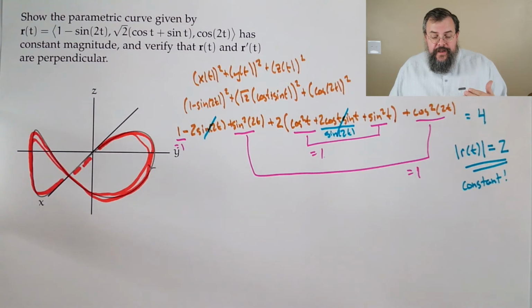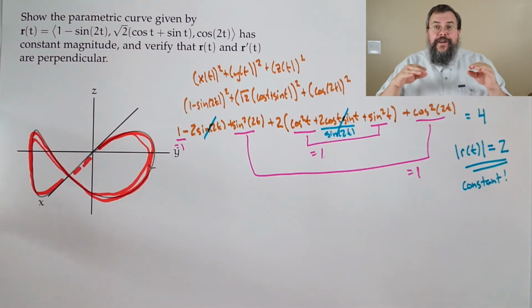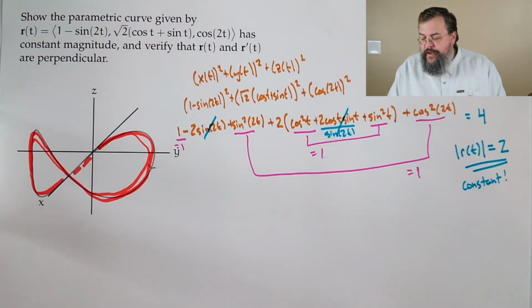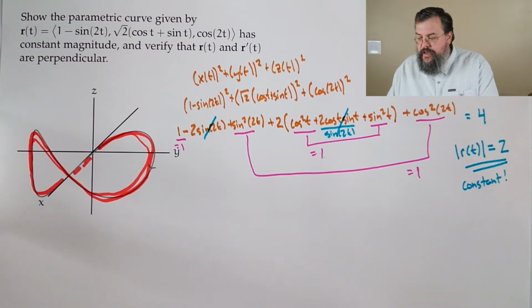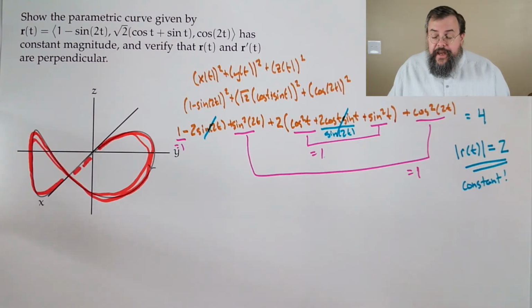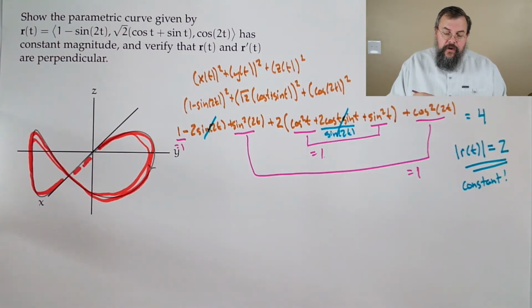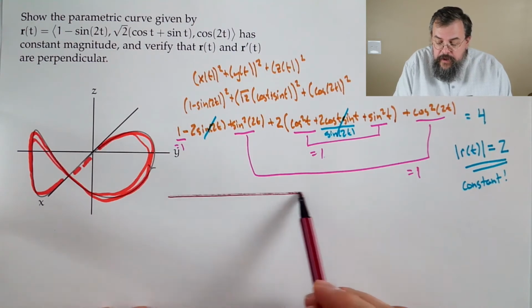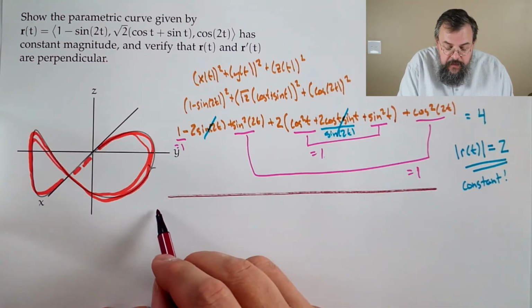There's a second part. The second part says, hey, remember we said something about constant magnitude, that r and r prime are perpendicular. Let's actually check that it's true. Now, that's not a proof that they're always perpendicular, but it shows you that, well, it works in at least one case. So let's work through this case. So we have r, so the next thing we should do is work with r prime. So what is r prime?